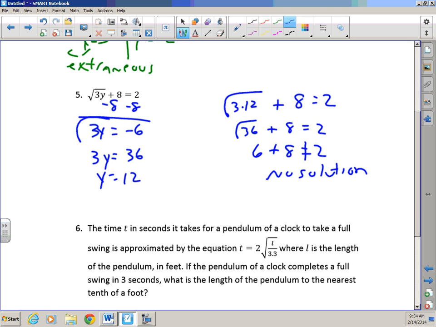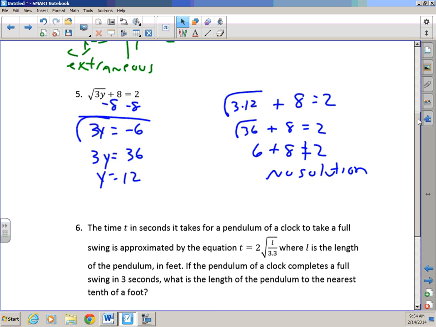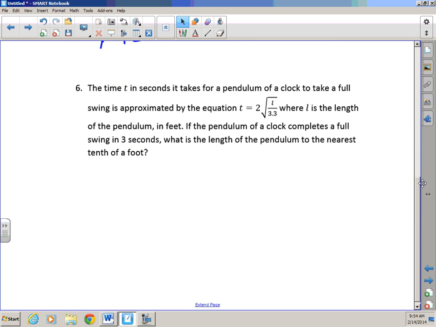Now, the way you could see this is that when you subtracted, you've got a radical equaling a negative number, which is in the real number system something that is not possible. All right, and then the last one, the time it takes for a pendulum to swing, is represented by this formula. I want to know what it is in 3 seconds, so I put 3 in for t.